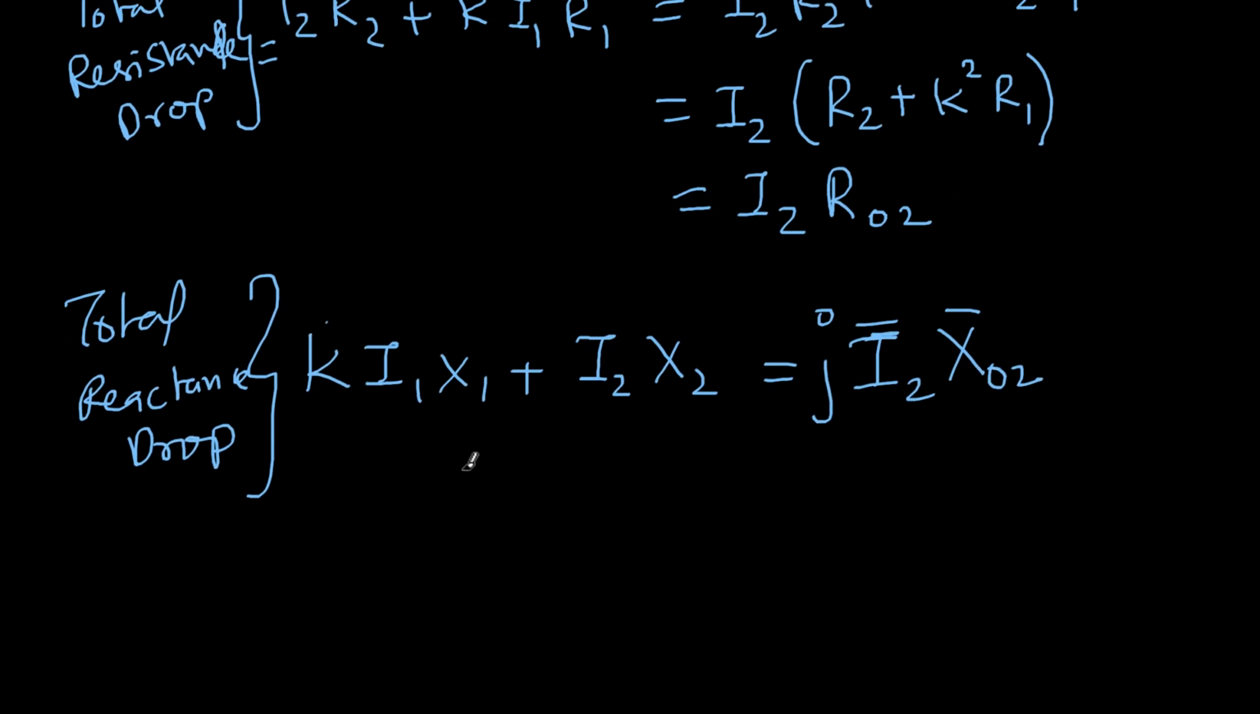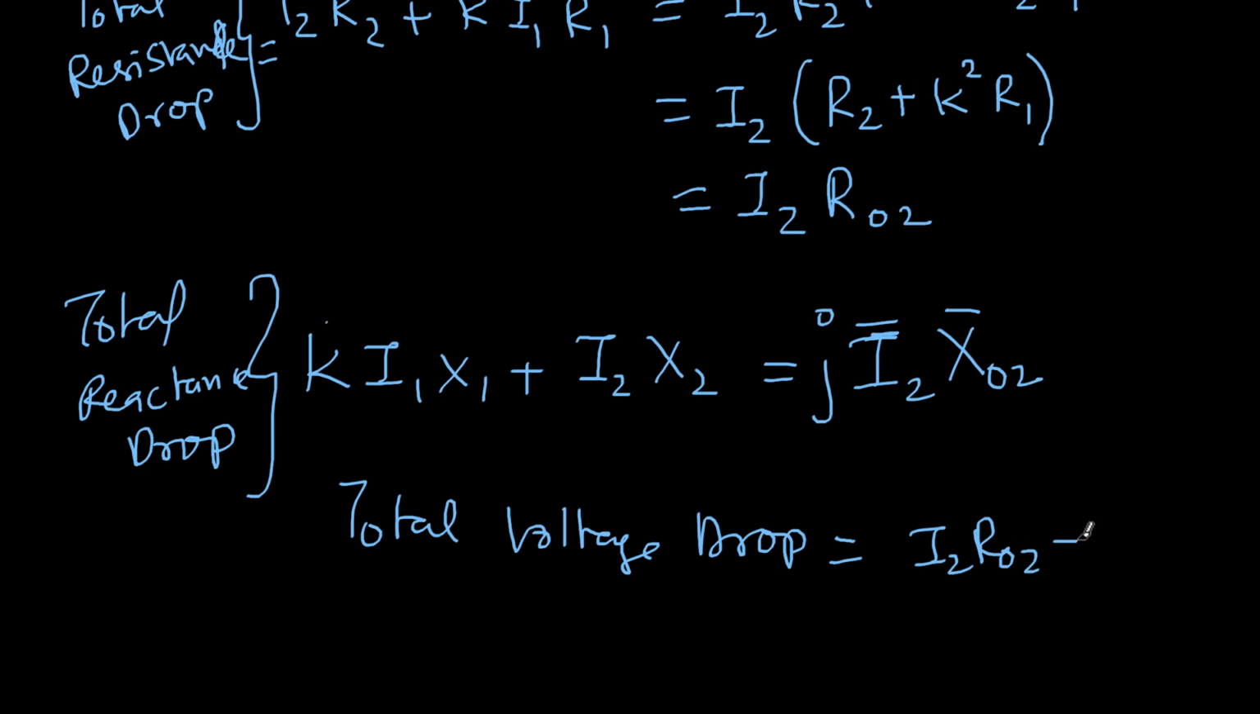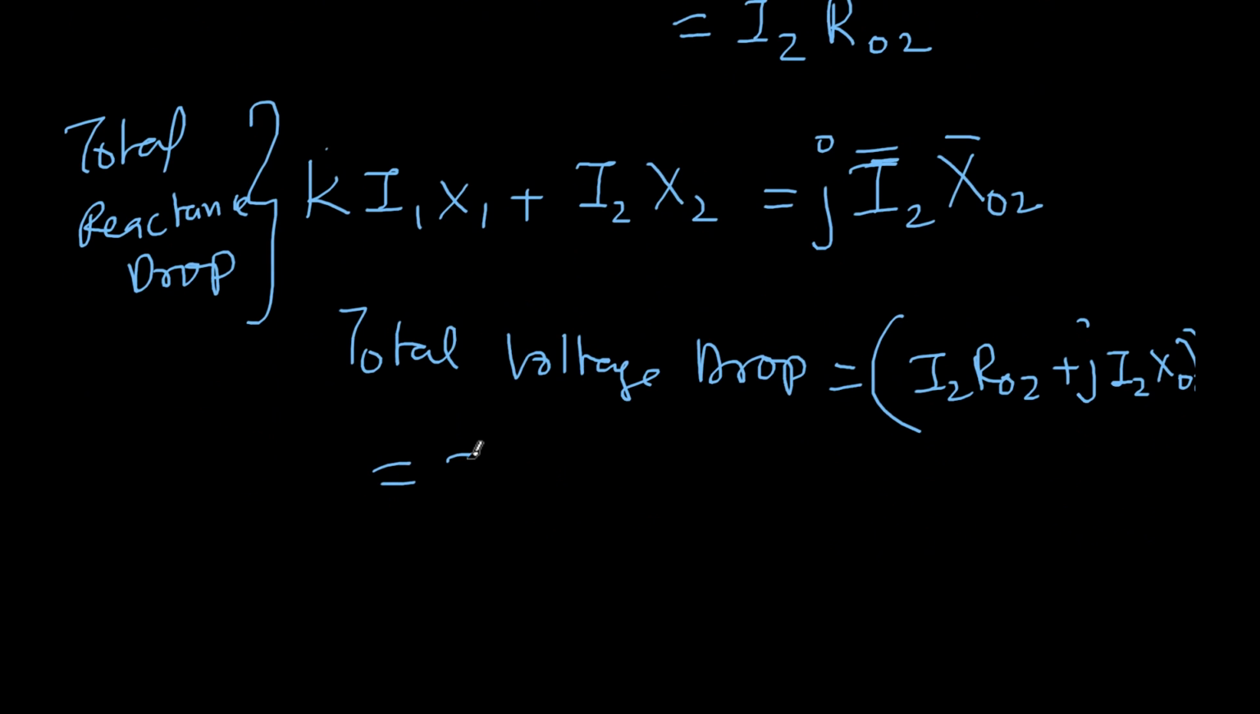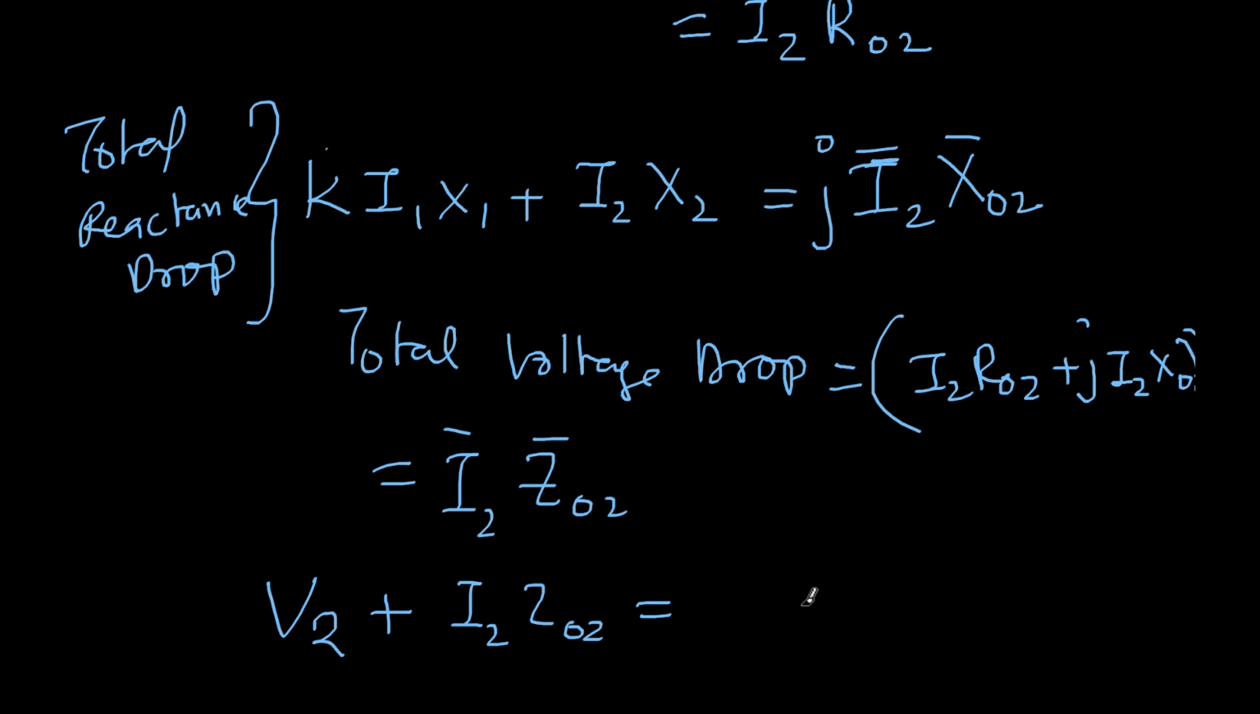So now I have total voltage drop will be I2 R02 plus J I2 X02. So this is my total voltage drop. Or in other words, I2 into Z02 is my total voltage drop. So if I know the voltage drop, then I can say V2 plus I2 Z02 will be equal to K into V1. So I can get this particular relation.